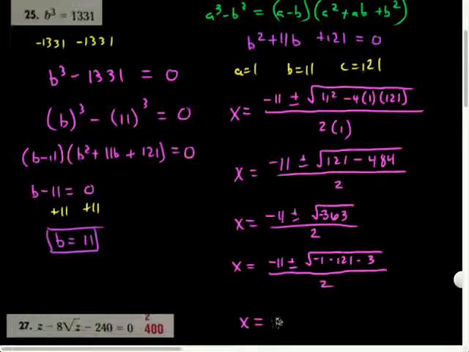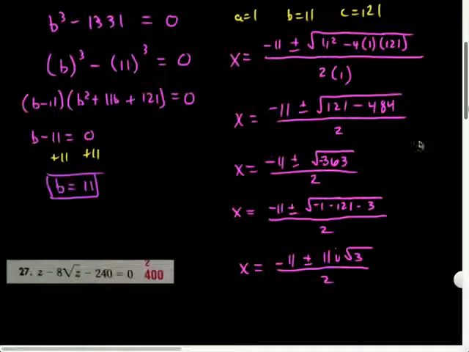X equals negative 11 plus or minus. Square root of 121 is 11. Square root of negative 1 is i times the square root of 3, all over 2. And I can't simplify that any further.